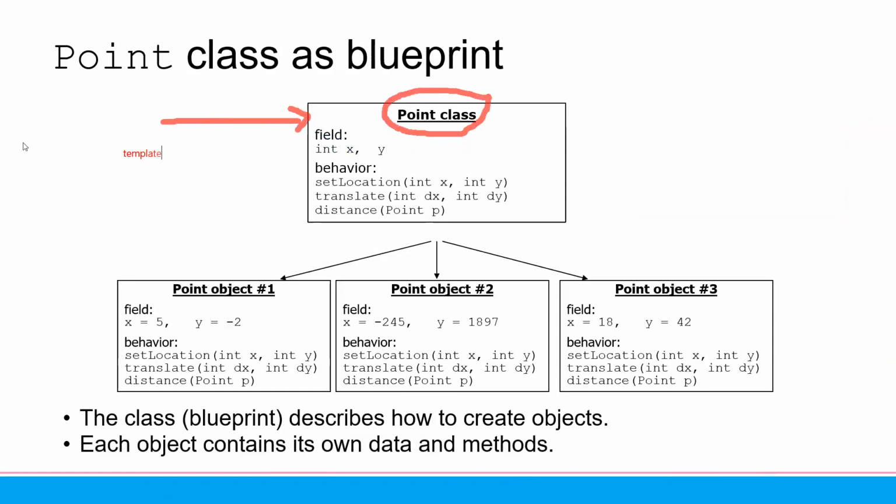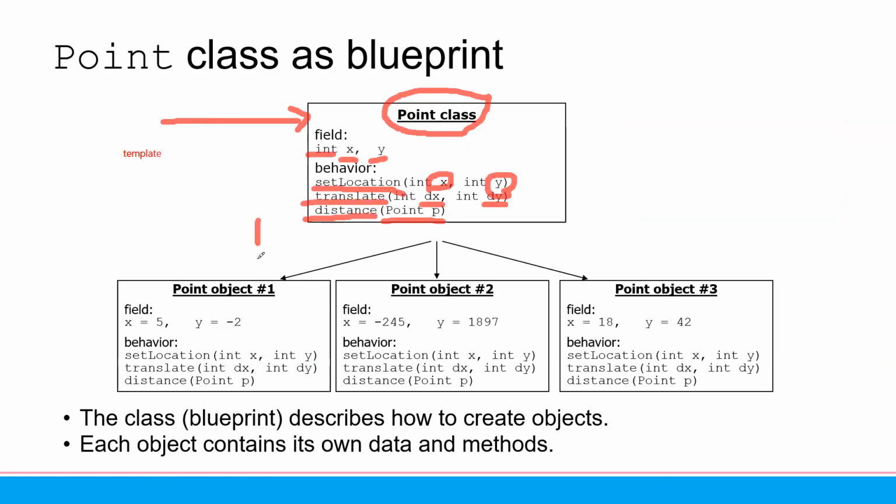So this point class will have the x and y, which are integers. And then I will have the behavior, the method set location, and this is also an integer. And I'm going to translate it, or shift the x and y by a particular value, which is dx or dy. And I can say that I want to measure the distance between points. So I have the parameter.